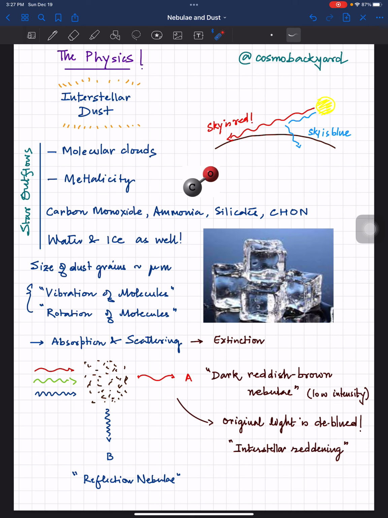We will not go into the microscopic details as to what all interactions happen, but an overall picture is that it leads to absorption and scattering. So light scatters off from these dust grains, and it can also lead to what we call extinction. That is, if you started off with an original intensity, the intensity which you get when light has actually passed through the dust grains is slightly lower.